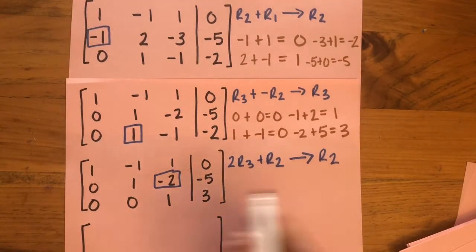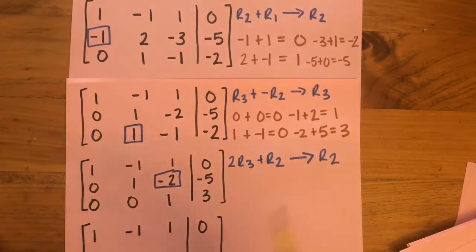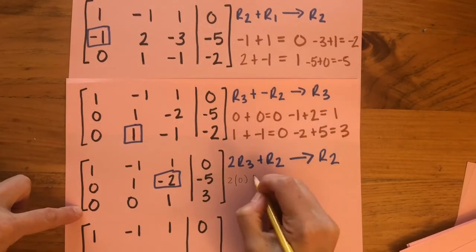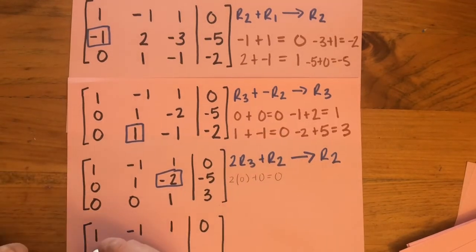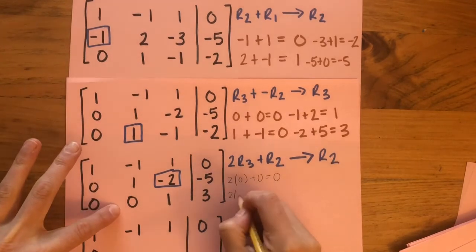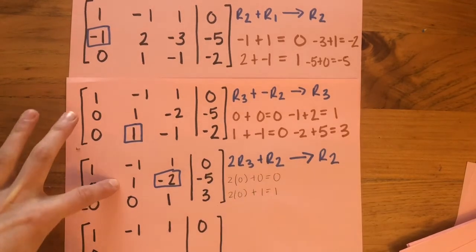All right, well, row 1 stays the same, so 1, -1, 1, 0. Row 3 stays the same, 0, 0, 1, 3. Now we just have to do our math. Well, we're going to do 2 times 0 plus 0. That's just going to give us 0. So this stays 0. And then we'll do 2 times 0 plus 1. That's 1. So this stays 1.